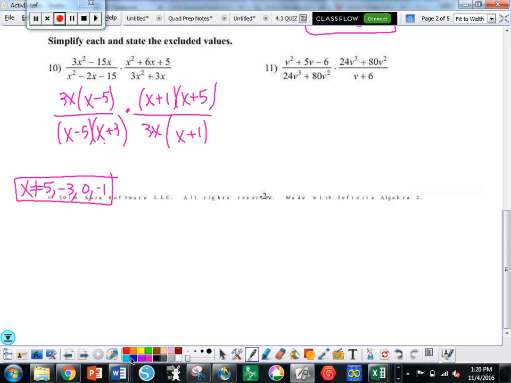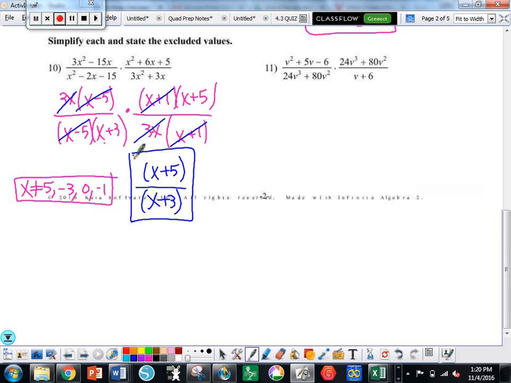Now let's look at canceling. The x plus 1's go, the 3x's go, the x minus 5's go. I believe that's everything. So we are left with x plus 5 over x plus 3. Sweet, number 11. Moving on.